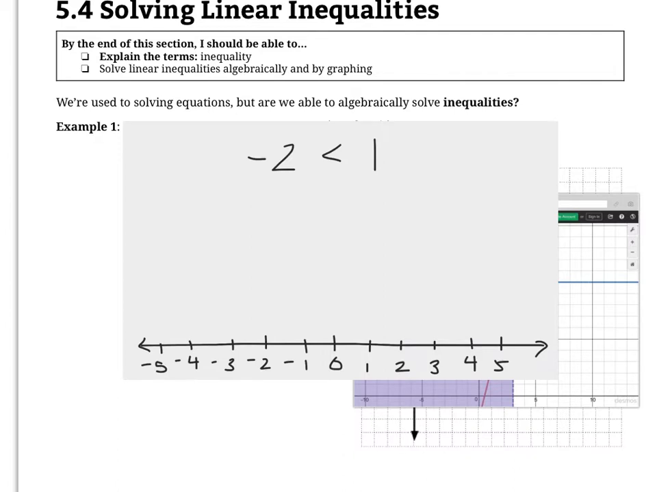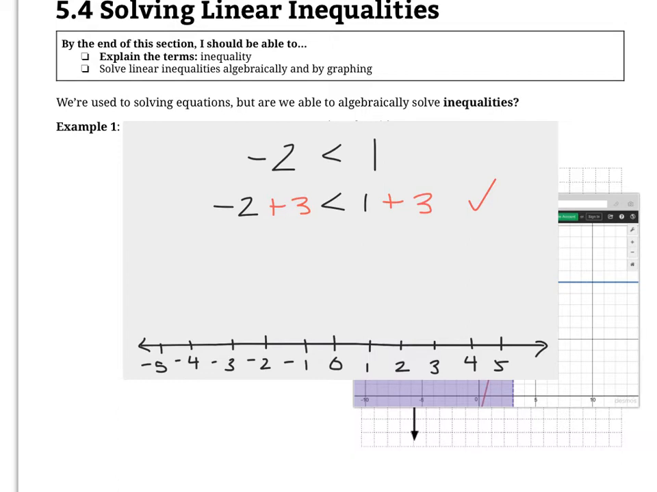So why don't we try adding a number to it? So if we put negative 2 and let's add 3. And we'll add 3, of course, to both sides. So we have 1 and then plus 3. Is this still true? So negative 2 plus 3, that's going to be 1. And 1 plus 3 is 4. Is 1 less than 4? Yeah, that's fine. So adding things to inequalities doesn't seem to be a problem.